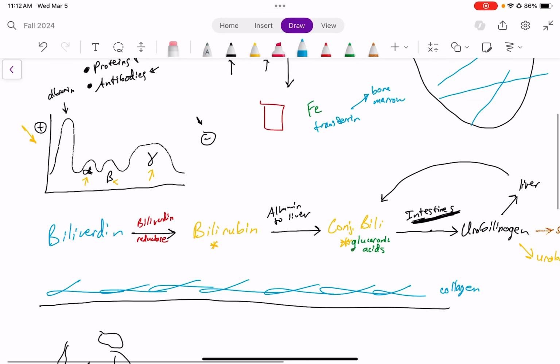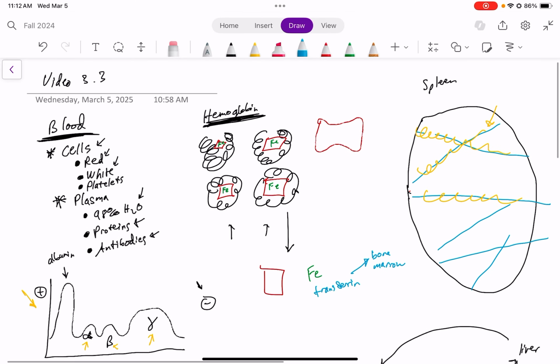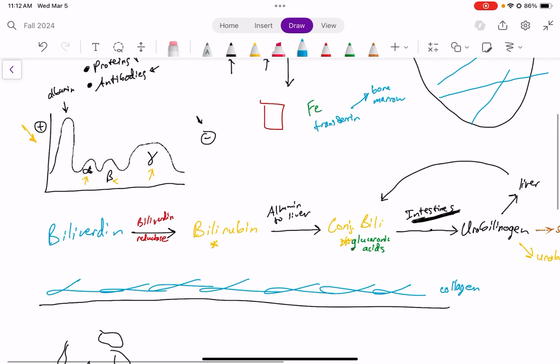What happens is the, oh my goodness, what are they called? They are called macrophages.